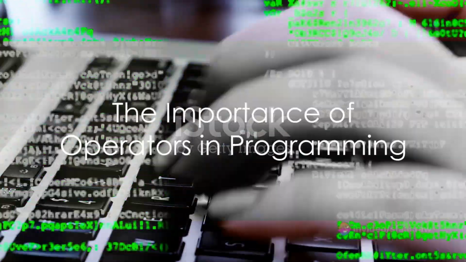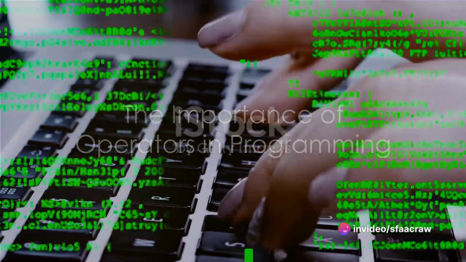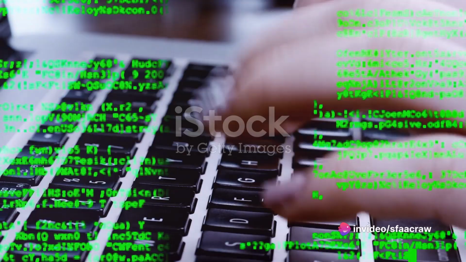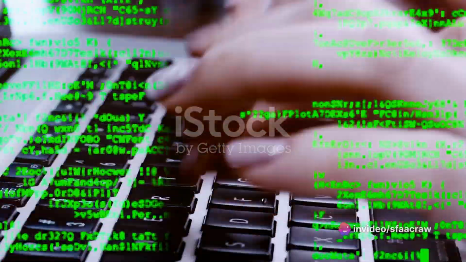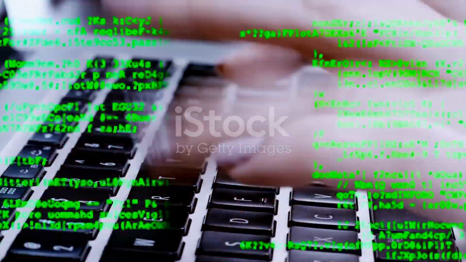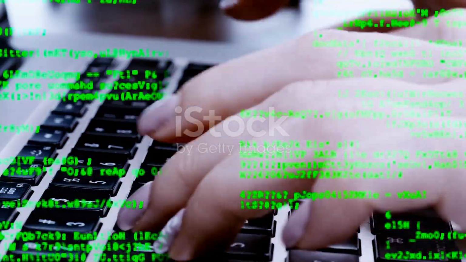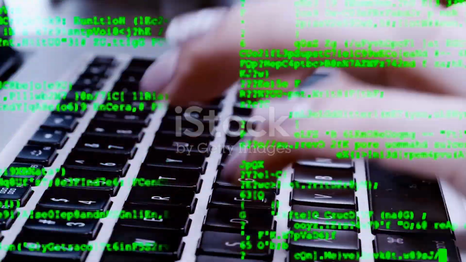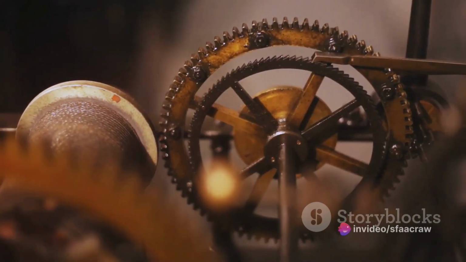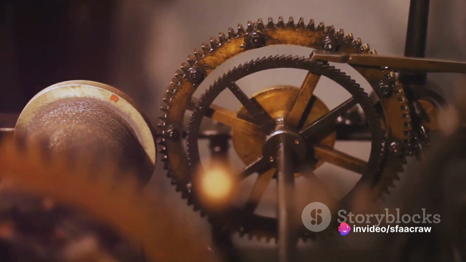Ever pondered on the importance of operators in programming languages? Well, they're more than just symbols. Operators are the heart of any programming language, playing a vital role in manipulating data and controlling the flow of programs. They are like the gears that keep the machinery of code running smoothly.